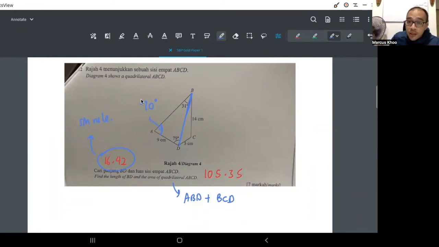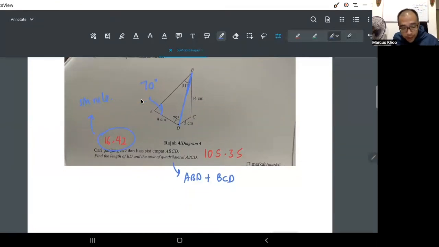Now, how do you find the area of this one? For ABD, I suggest you use 1/2 AB sine C, since you have this one. For BCD, I suggest you use Heron's formula.